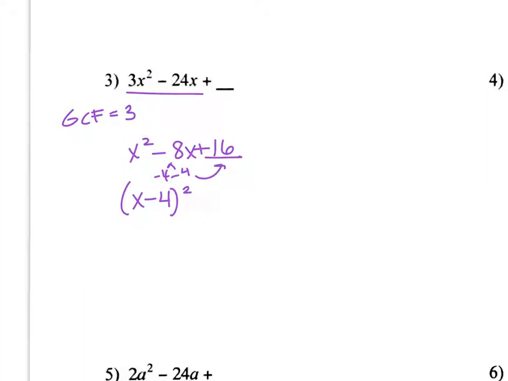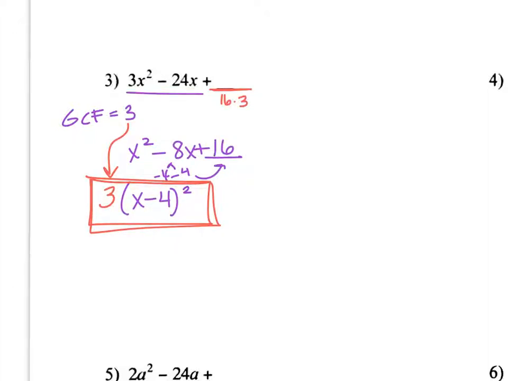And then to get my final blank spot up here, there's 2 other things we have to do. We need to bring our GCF down in front of our parentheses, so that gives me this value. And then I have to actually multiply 16 times that 3 to get my final answer. So 16 times 3 is going to give me 48 for my final blank answer.